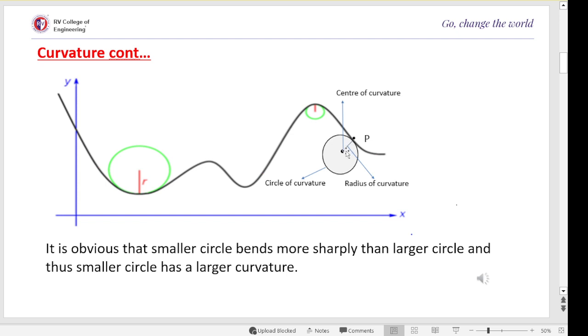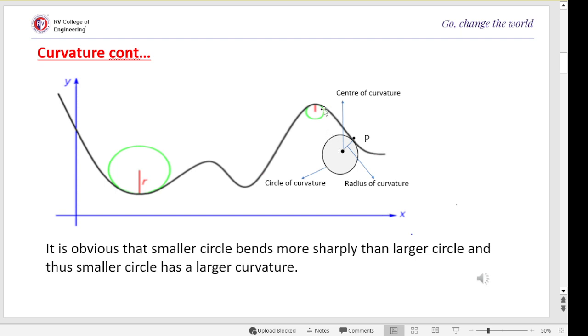The radius of this circle is called the radius of curvature, and the reciprocal of the radius of curvature is nothing but the curvature itself. So, to find the curvature at the point P, it is enough to find the radius of curvature at the point P and then take the reciprocal of it. The center of this circle is called the center of curvature. This circle has a very special property, that is, the curve and the circle have the same first and second order derivative at the point P.